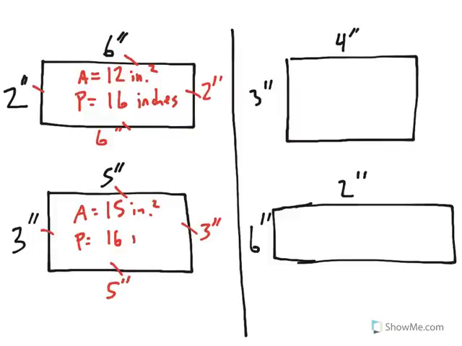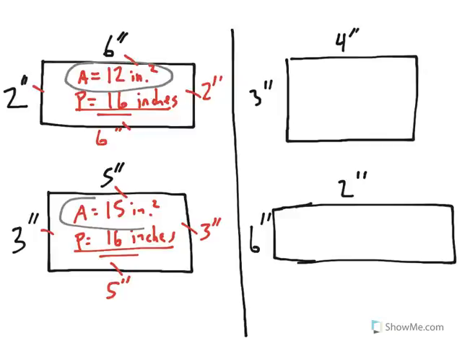So what do we see here? Well, we see that both of these rectangles have a perimeter of 16 inches, but the top one's area is smaller. See how it only has 12 inches of area, and this one has 15 inches? So we can see that it's possible to have two rectangles with the same perimeter, but different areas.